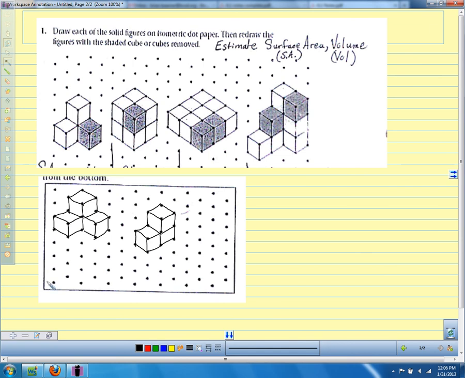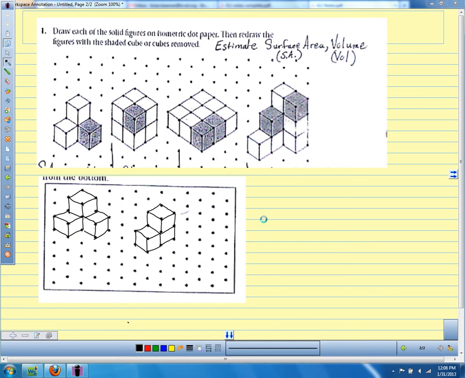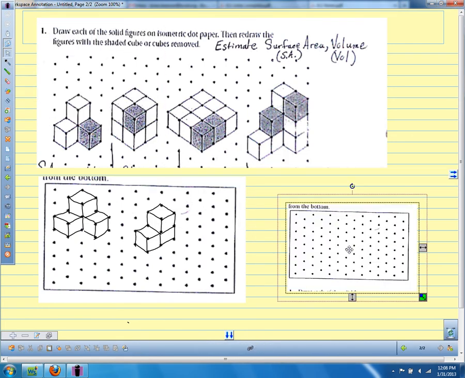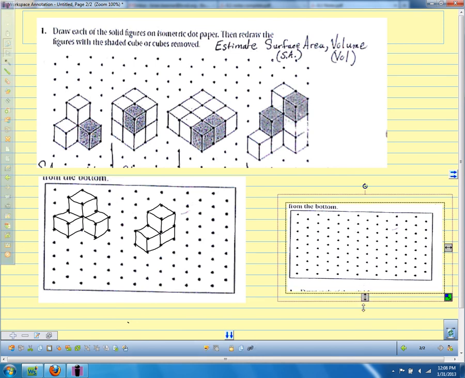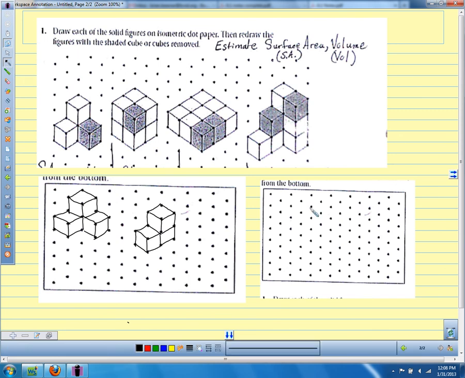So let me do this really quick. I'm going to grab another piece of this paper. And I'll leave these up on the board so you don't have to keep flipping back and forth. But if you have a shape like this that goes across a bunch of squares at once, you don't have to stop at each dot.